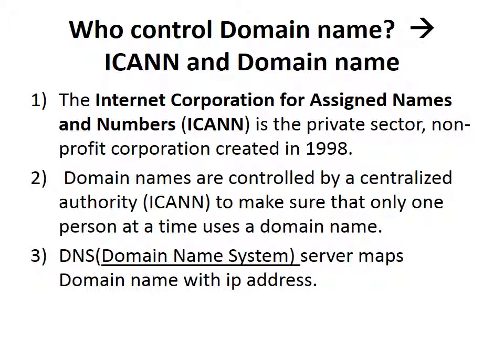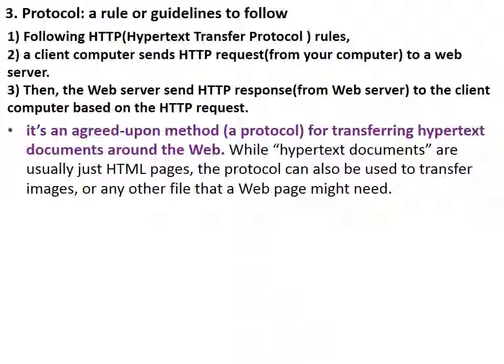ICANN, which is the private sector nonprofit corporation created in 1998, controls the domain name registration for proper usage. DNS, domain name system server, maps domain name with IP addresses. Protocol is a rule or guidelines to follow. Web pages follow HTTP, hypertext transfer protocol, rules.